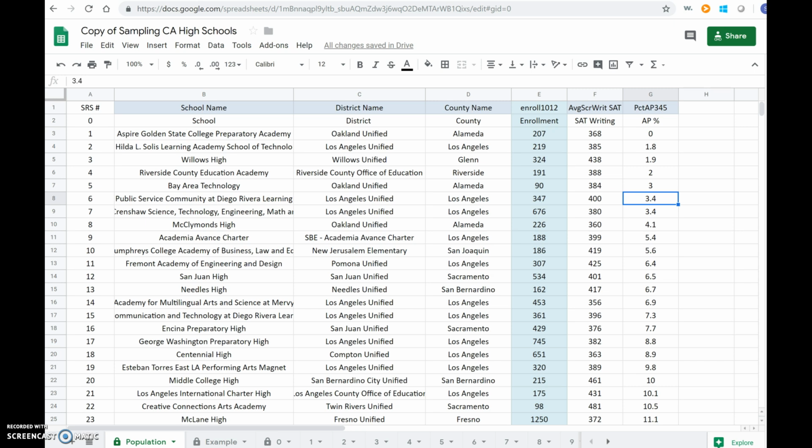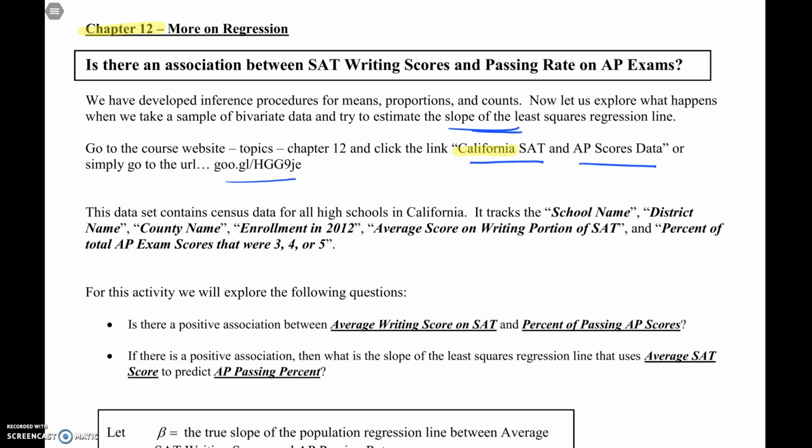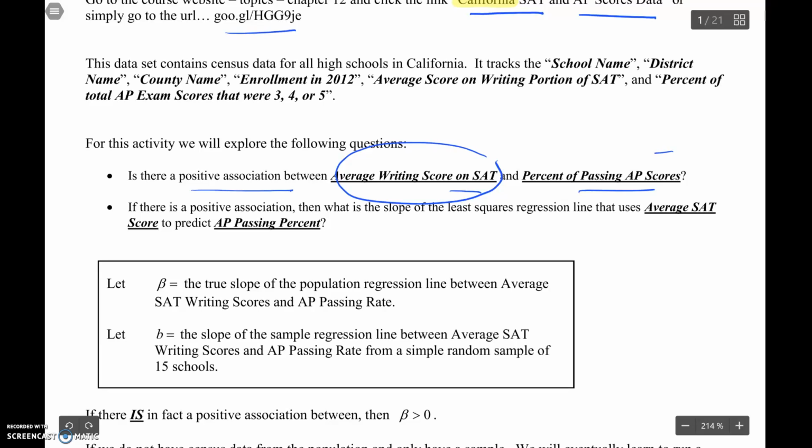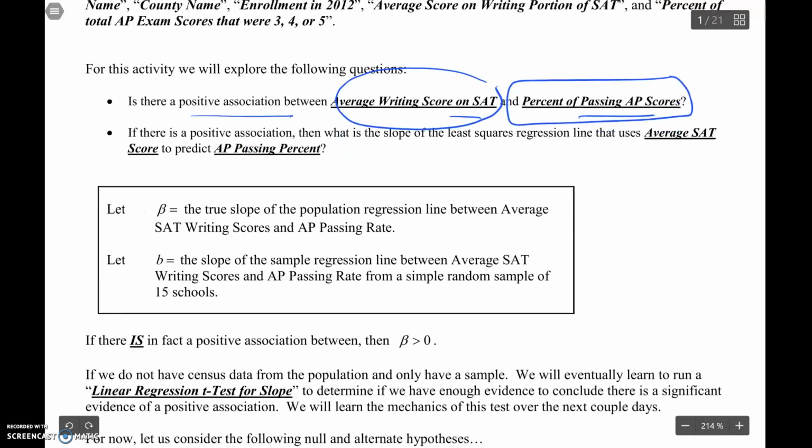So what we want to do is, this is too many schools. Let's take a sample of schools, or pretend we don't have this information, and we want to take a sample of schools and see if there's a relationship between SAT writing scores and pass rate. All right, so in this activity, we're going to explore whether there's a positive association between SAT scores and pass rate. You would think a school that has higher SAT scores would have a higher percentage of kids passing.